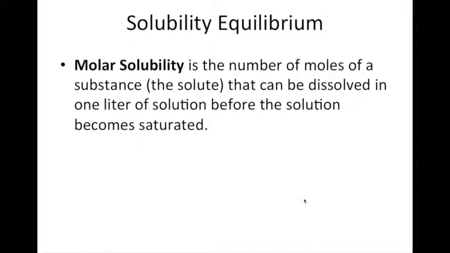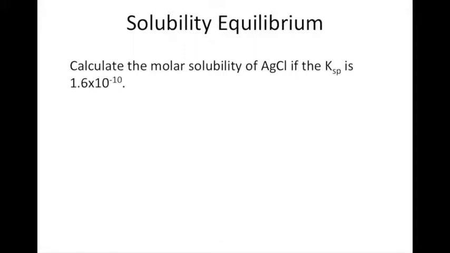So there's another term that we want to be familiar with, and that's molar solubility. The molar solubility is the number of moles of a substance, generally our ionic compound, that can dissolve in 1 liter of solution before the solution becomes saturated. So in order to illustrate this molar solubility, let's take a look at a problem. Here we're asked to calculate the molar solubility for silver chloride, and we're given the KSP value.